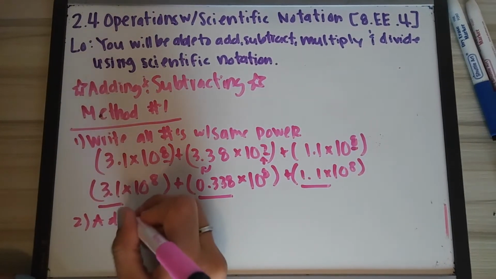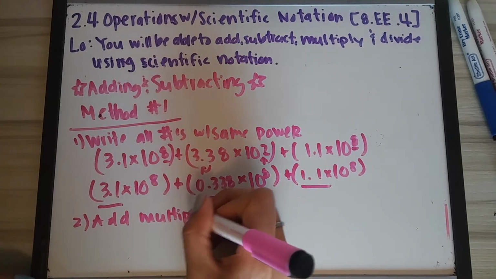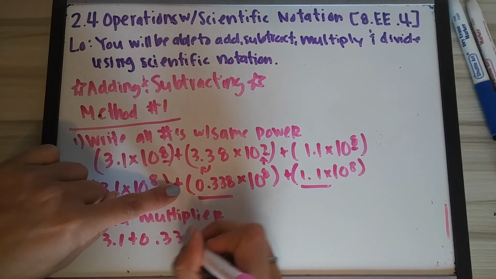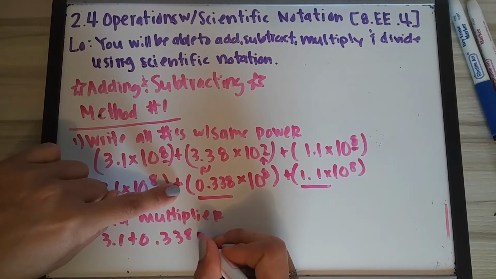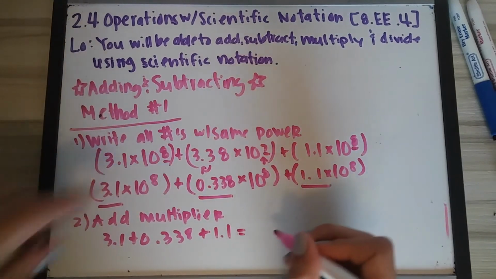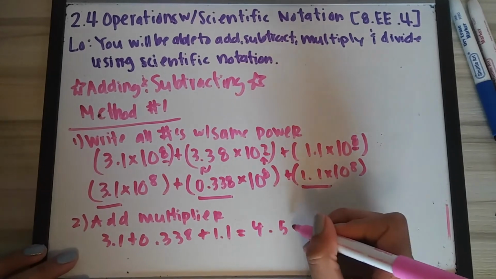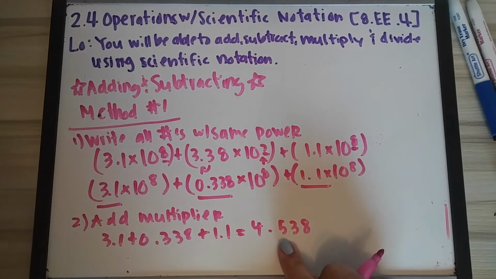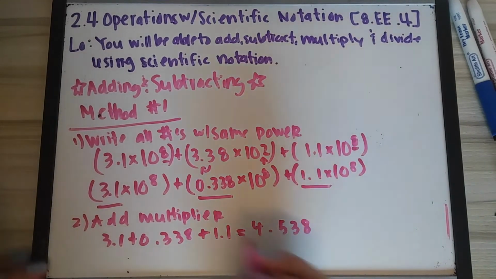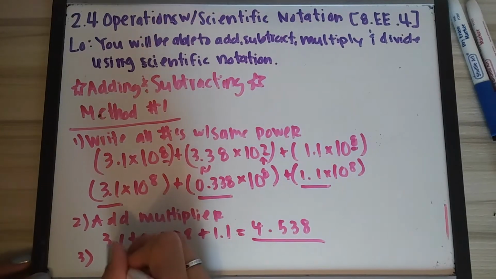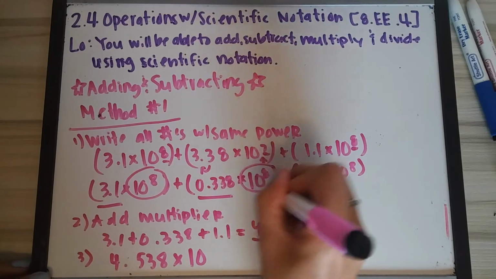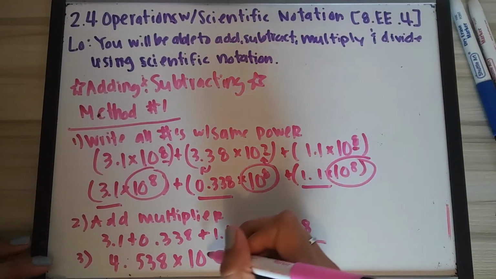So I'm going to say add multipliers. Okay, so I'm going to add 3.1 plus 0.338, and then plus 1.1. So that's going to give me 4.538. Okay, so 4 and 538 thousandths. I already added my multipliers, and I'm going to write it in scientific notation. So I'm going to take this 4.538 times 10, and because they're all the same and I'm adding, I don't have to change any of those, so it's going to be to the same power.